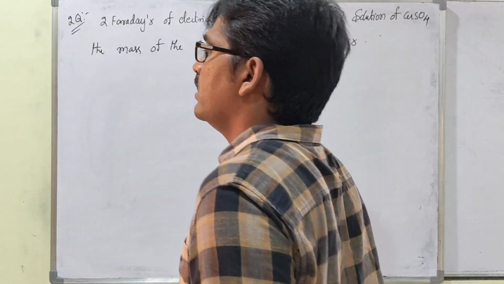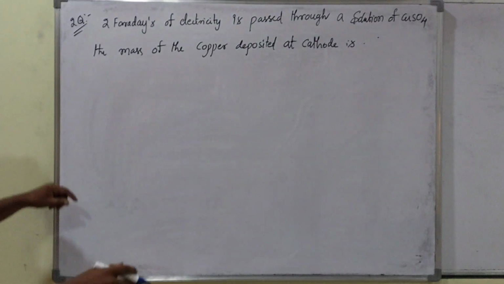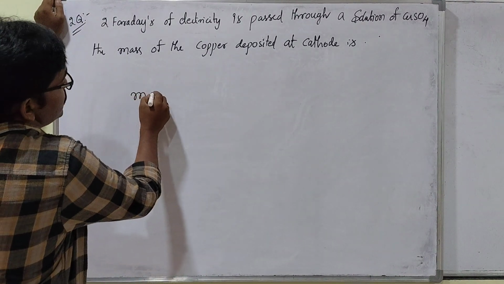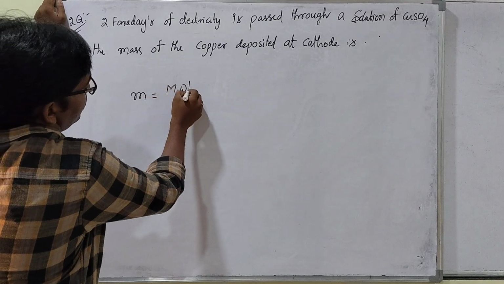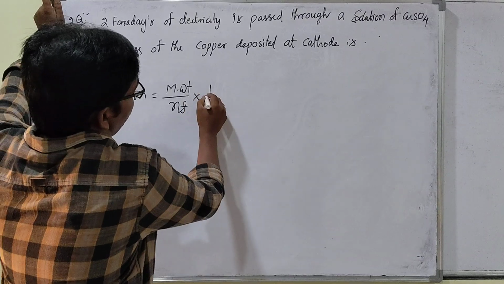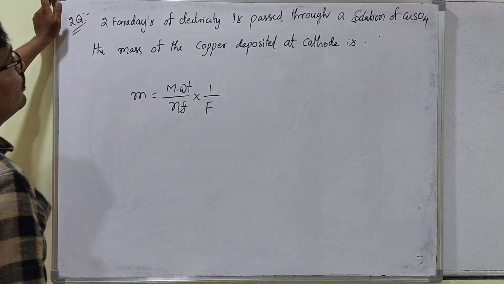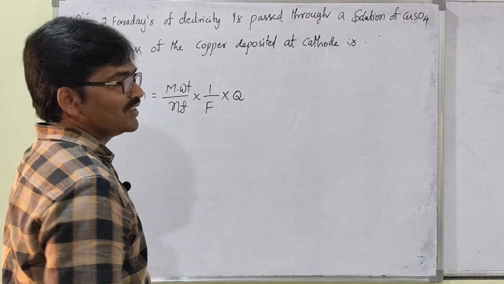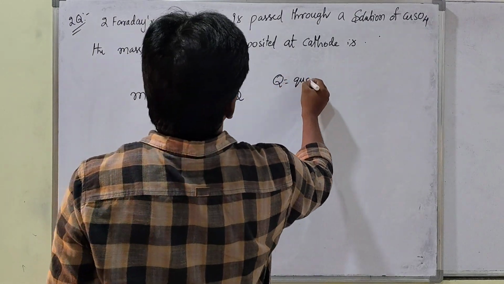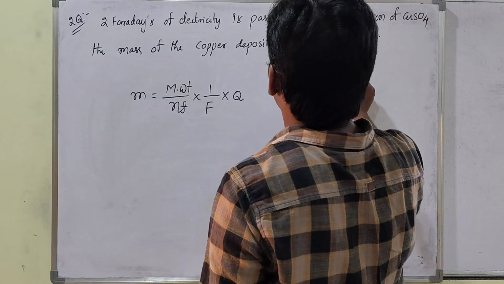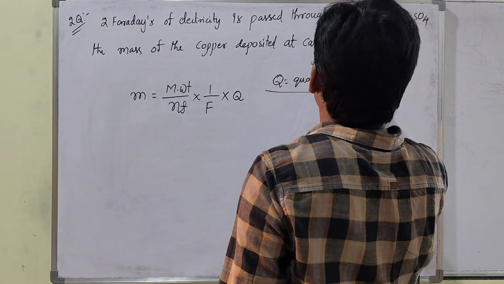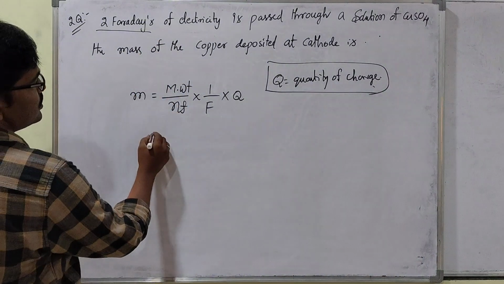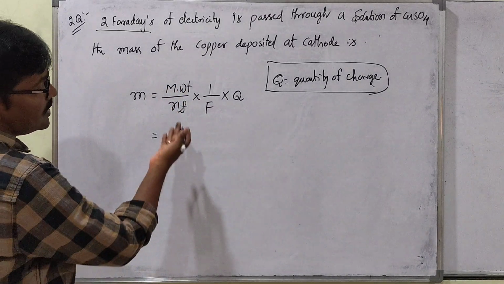So what formula did I tell? Faraday's first law. Here, the mass of the substance equals molecular weight divided by n factor into 1 by F into Q. Q is nothing but the quantity of charge or quantity of current. How many Faradays are given? 2 Faradays are given.